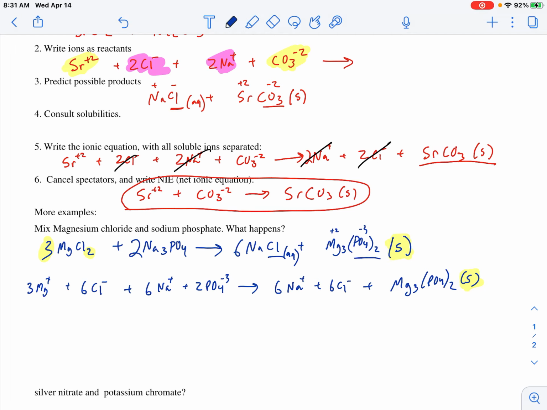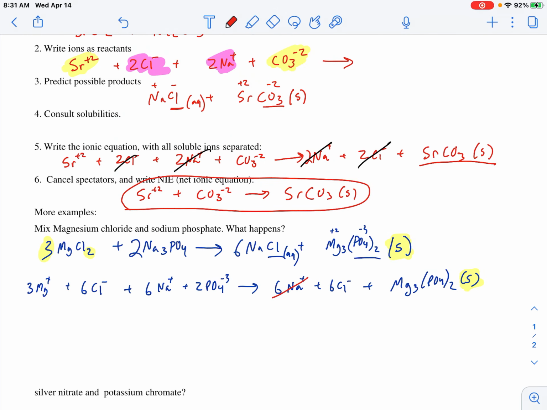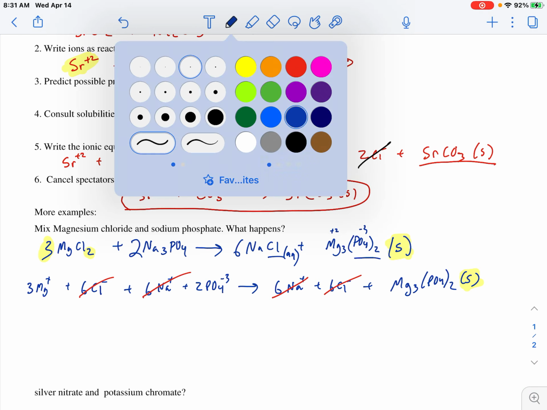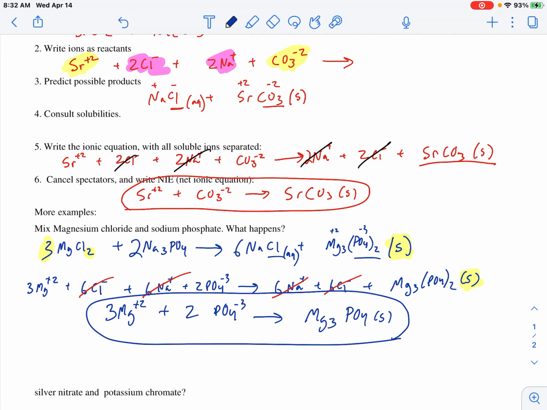Okay, let's cancel. 6 sodiums, 6 sodiums, 6 chlorides, 6 chlorides. All right, what are we left with? 3 magnesium. Oops, that was 2 phosphates. This is our net ionic equation.